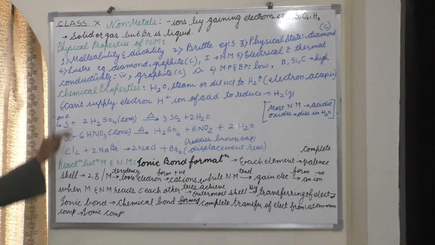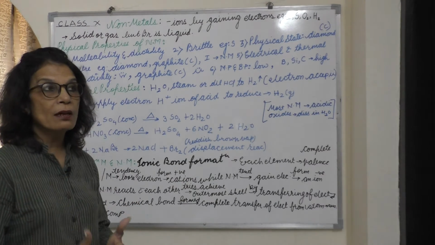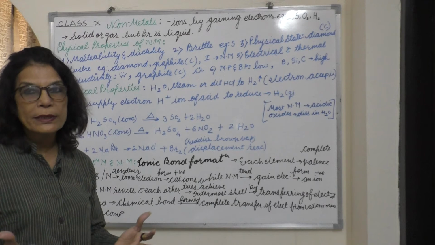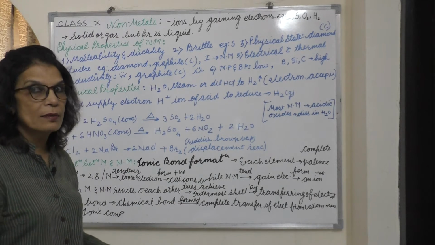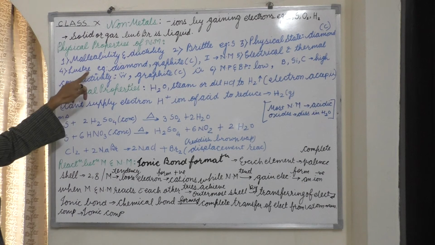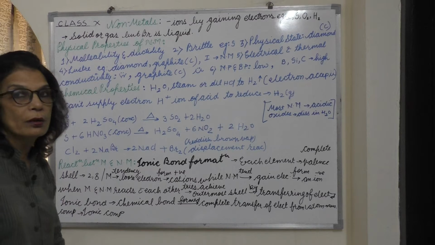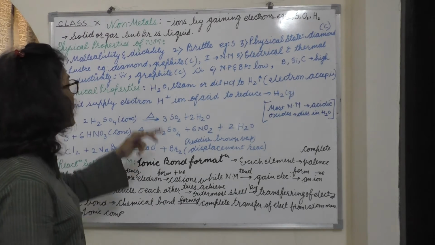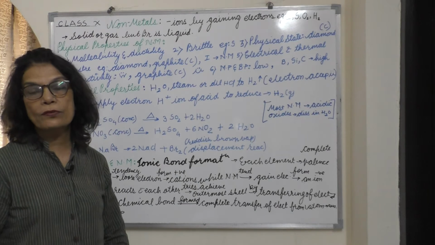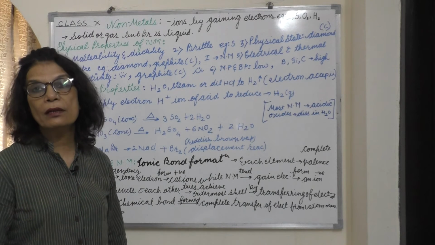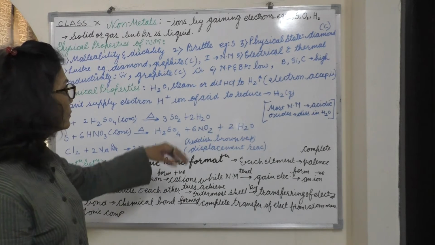Now coming to the next one, the luster. Luster is the shining property which we get in metals. Examples are gold and silver. They shine, and from their shining only we can recognize metals. Non-metals are also lustrous, but not all. A few are lustrous, like diamond and graphite. They are also allotropes of carbon. They have the lustrous property, but the remaining ones are non-lustrous.